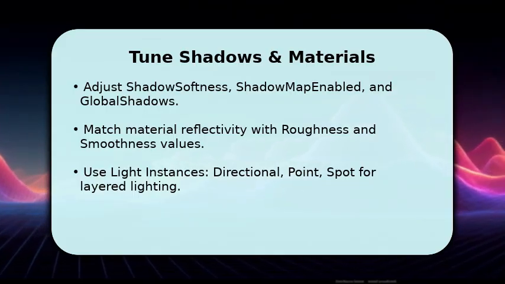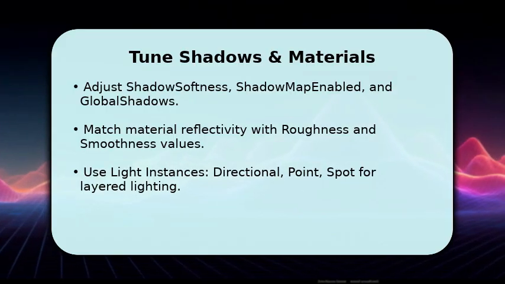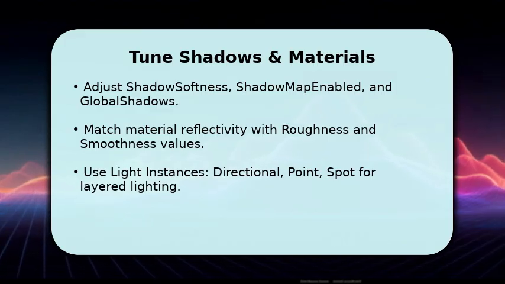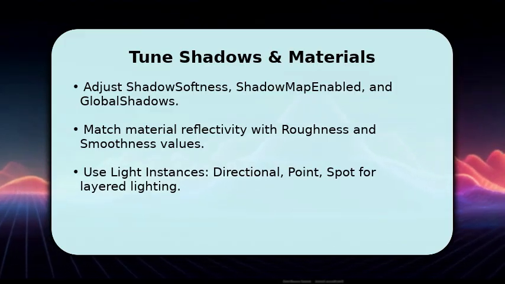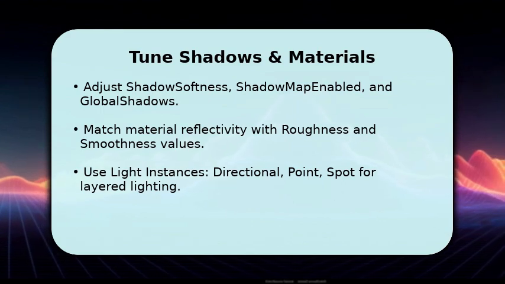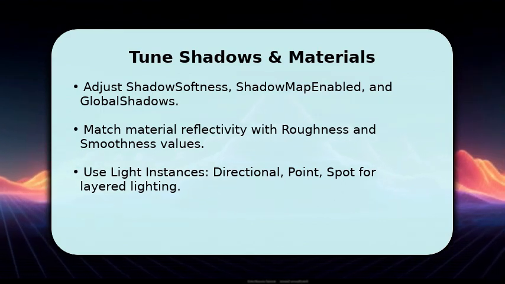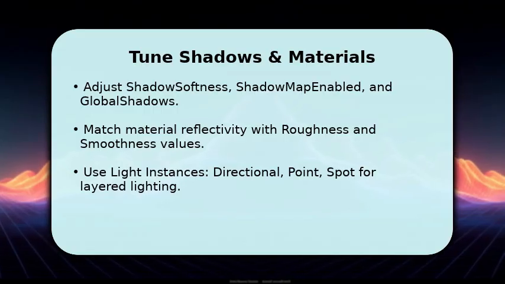Place directional, point, and spot lights to layer illumination. Use low intensity values and adjust range so lights add accents without blowing out exposure. Once you balance shadows and materials, you add scene depth.